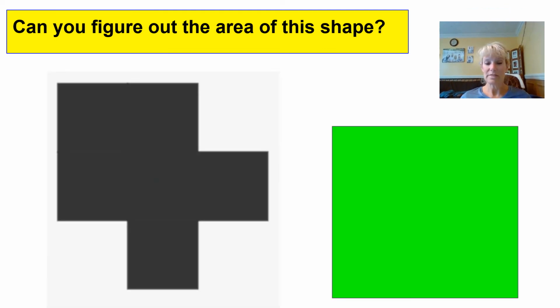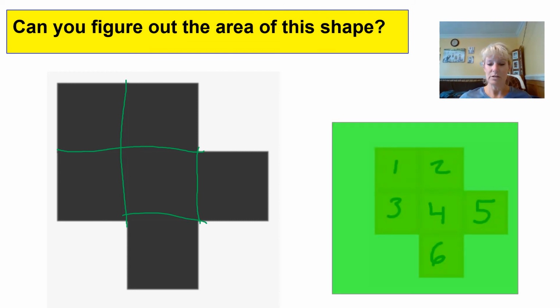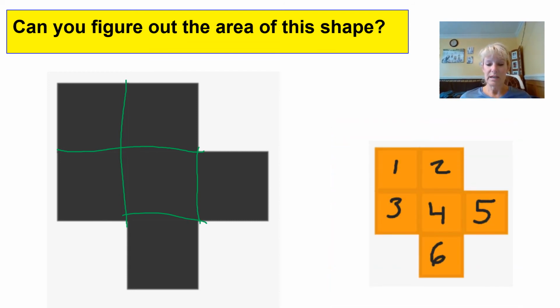All right, what about this one? Okay, in this one, can you see maybe here, maybe there, maybe here, and maybe here? Okay, this one had 6 square units.